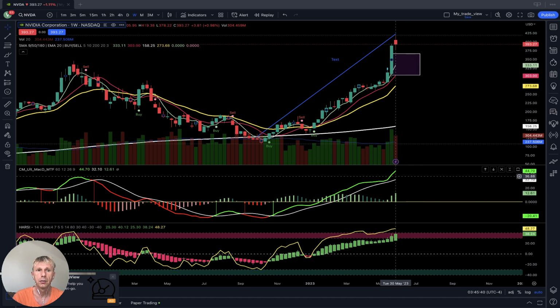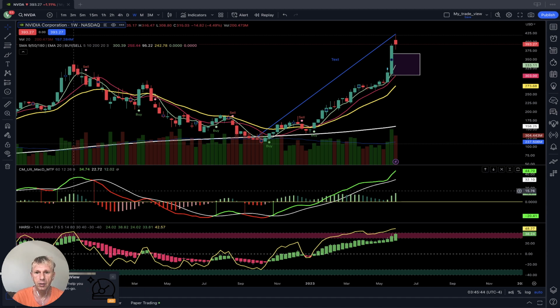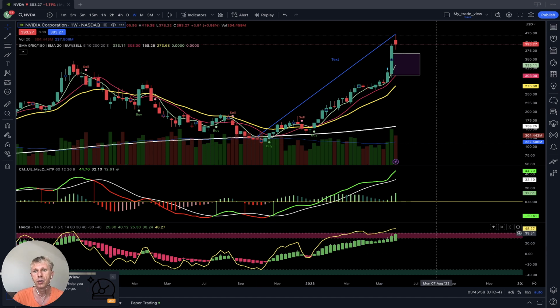MACD, you see it has a huge bearish divergence here. Bearish divergence on histogram, right? On MACD, destroyed bearish divergence. On RSI, destroyed also bearish divergence on the weekly time frame. Bearish divergences were destroyed on all indicators except histogram. MACD histogram still has bearish divergence.